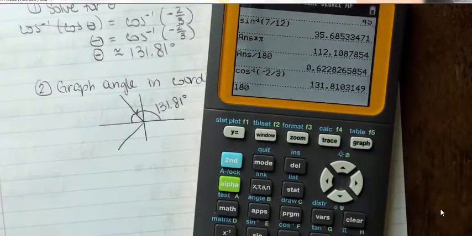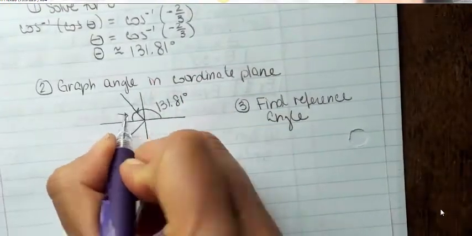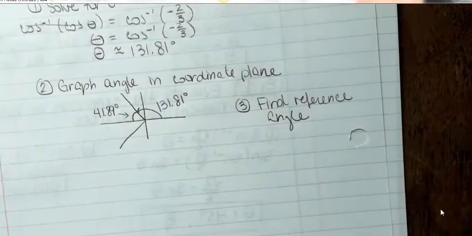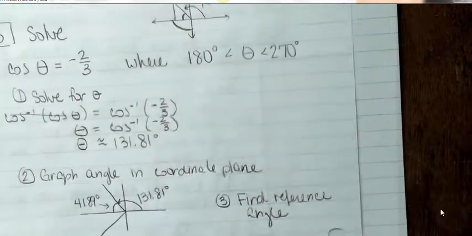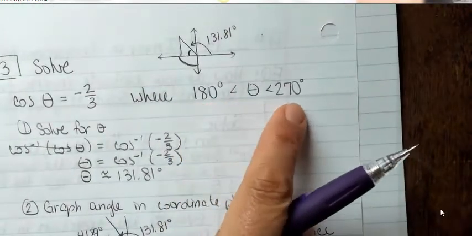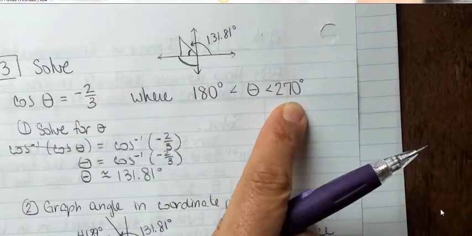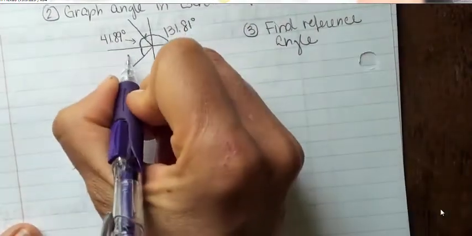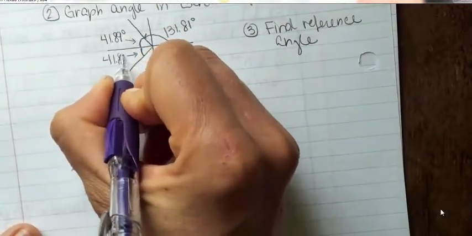It's 180 minus 131.81, which is 48.19 degrees. So this right here is 48.19 degrees. And I'm supposed to be between 180 degrees and 270 degrees. So the next thing I can do is say, if this is the reference angle, and I want to be in the third quadrant, then I can add that reference angle to the third quadrant. So this angle right here is also 48.19 degrees.